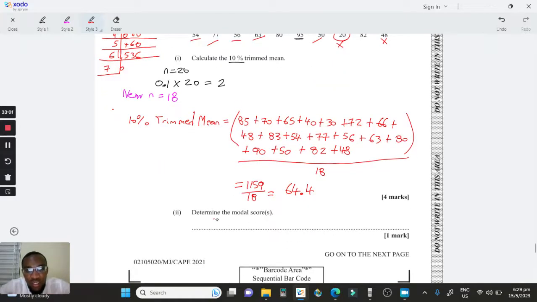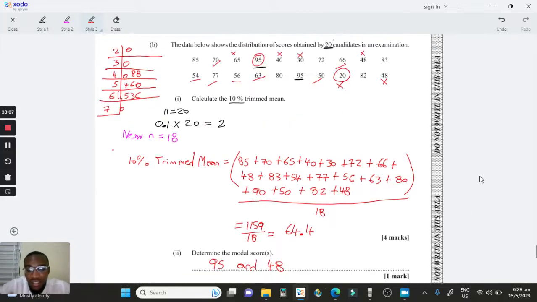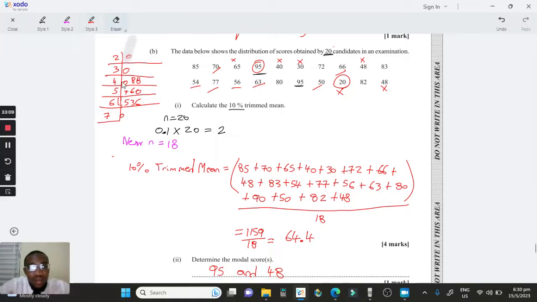Determine the modal scores: that's 95 and 48. It's what we call bimodal. Alright, so really and truly the stem and leaf, you don't need it. I just put that there to help myself. Easy stuff so far.